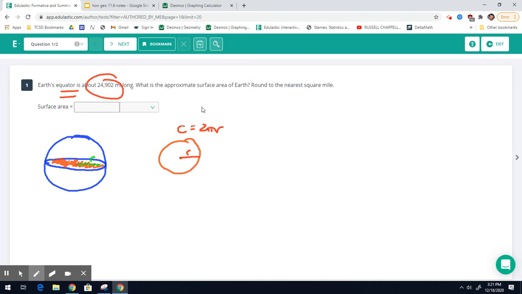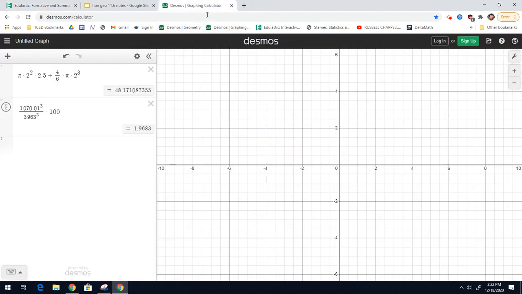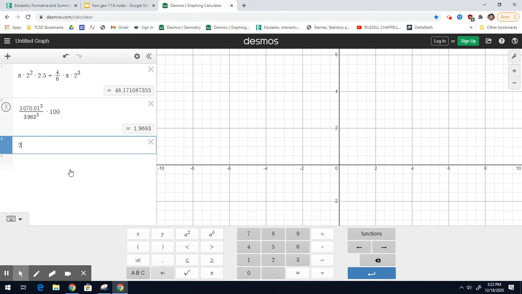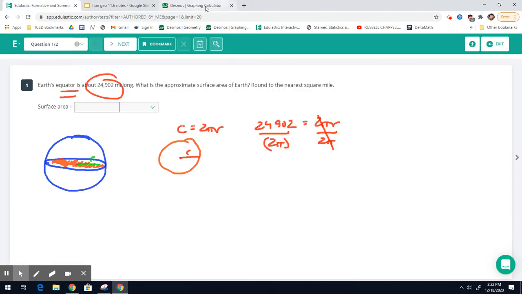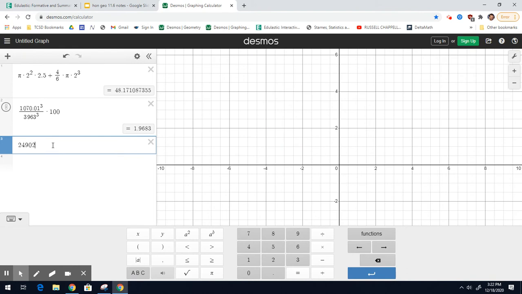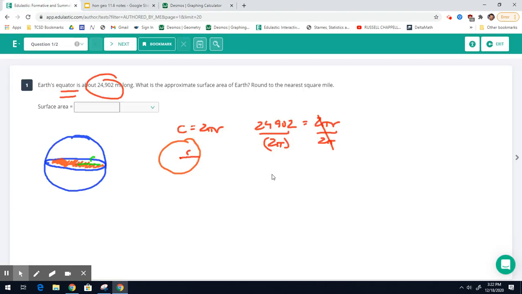So this is the circumference. 24,902 is 2 pi r. To solve for r, divide by 2 pi on both sides. Again, if you're using a dinky calculator, make sure that the 2 pi is in parentheses. I will use this calculator: 24,902 divided by 2 pi. And there's going to be your radius. So your radius is 3963. If you remember our last set of notes, that was the same radius we used in that moon Earth problem. So that's pretty cool. So don't round. That's your radius.